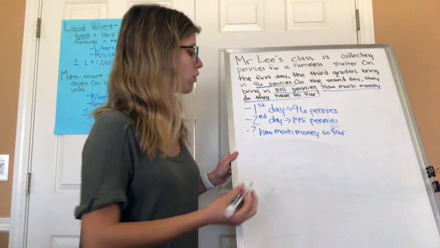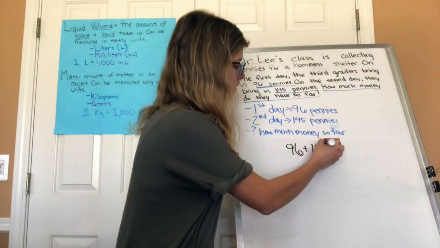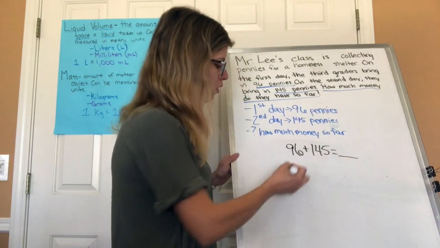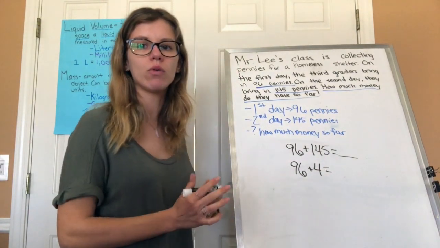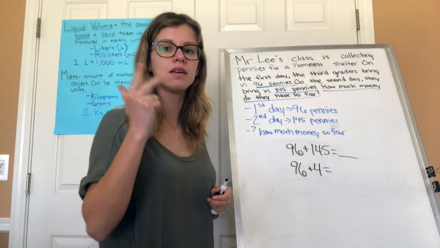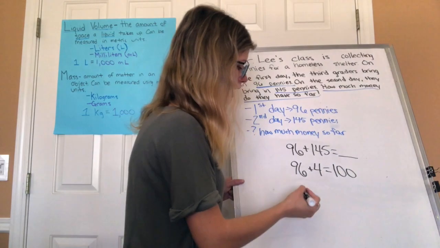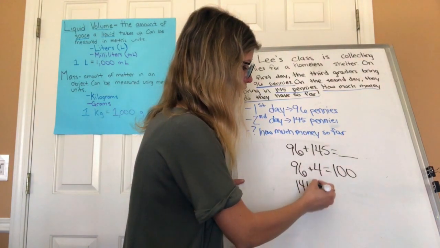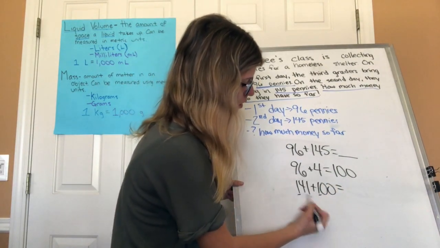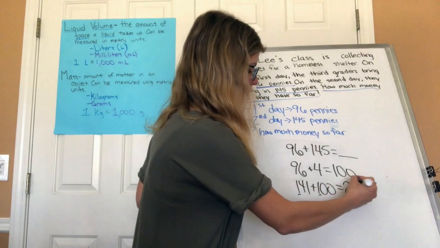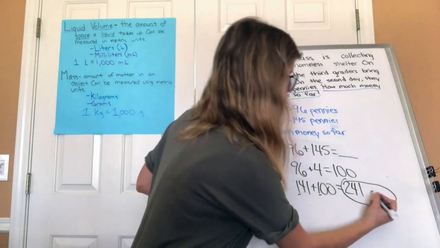Now let's think of this problem a different way. Let's say I did my equation, 96 plus 145 equals what? What if I did 96 plus 4? What does 96 plus 4 equal? 96, 97, 98, 99, 100. And then I did 141 plus 100. And all I'm doing is focusing on the hundreds place. So that would be 241. So then I got my answer of 241 pennies.